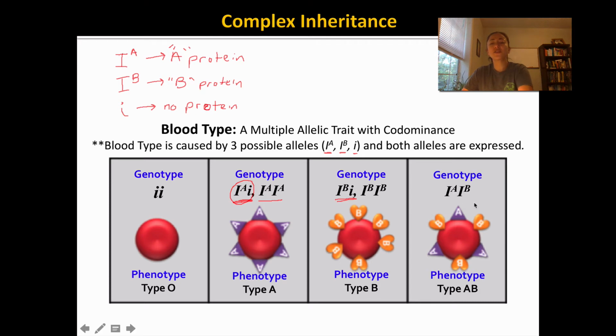What about if an individual has both an IA and an IB allele? Well, an individual like this would be able to make both an A protein and a B protein with both of these gene variations. So this individual would have both of these types of proteins coating their blood, and they would be called an individual that has the phenotype, or physical appearance, of having AB blood.